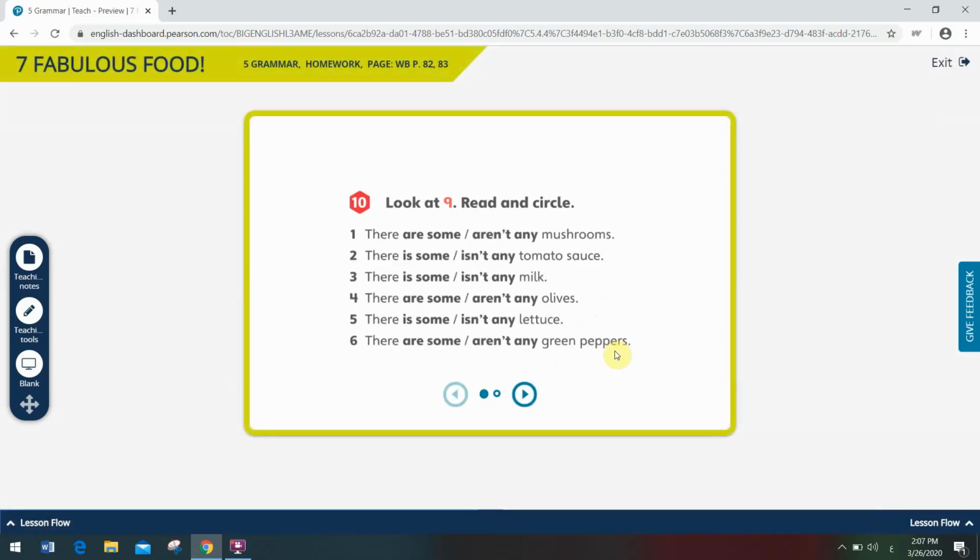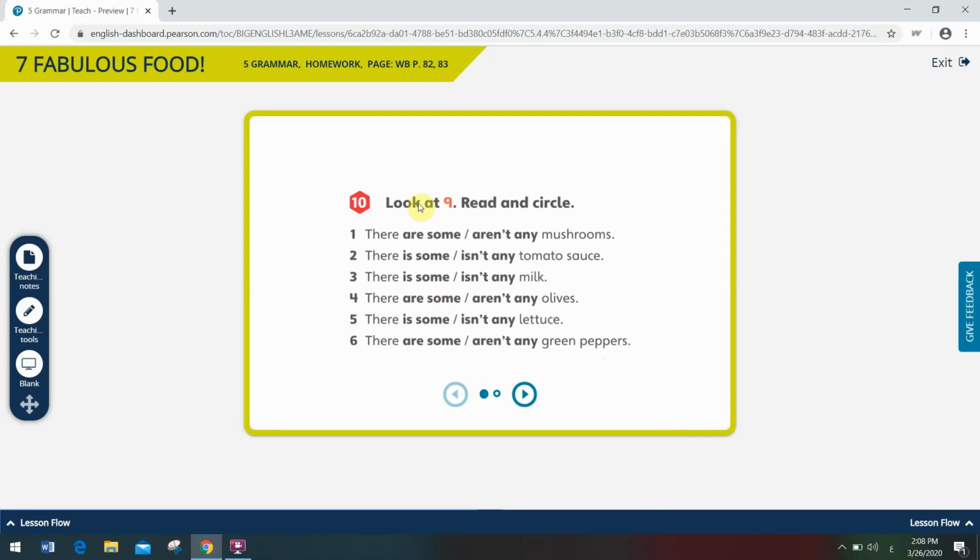Now let's move to the next exercise. This is also in your workbooks, on pages 82 and 83. So exercise number 10, you have to look at 9, read and circle. So you have to look at exercise number 9, which is the previous one that we solved a moment ago. Then you have to continue to read and circle the following sentences.